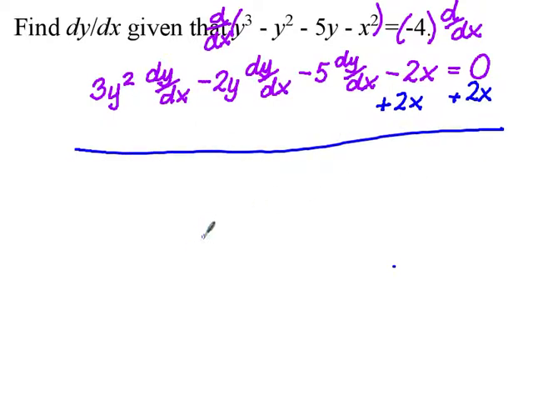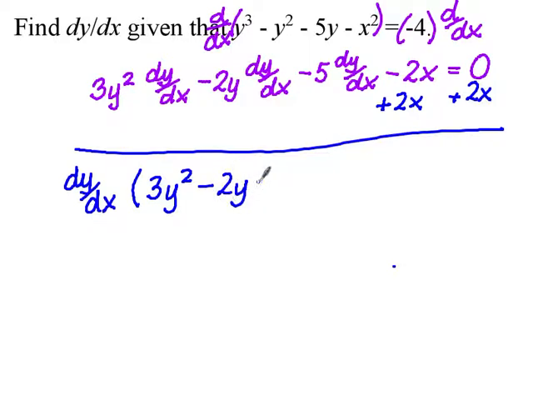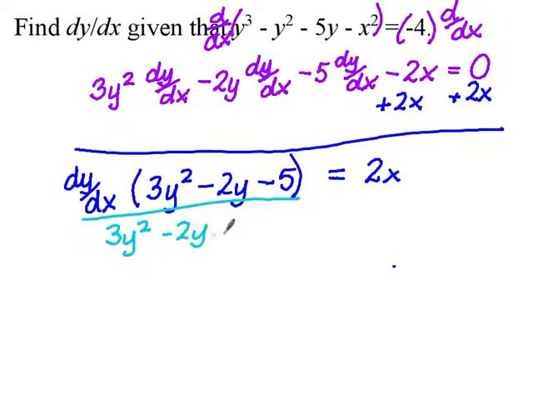Now I'm also going to do something else on this other step. I'm going to see if you see what I did. So, what did I do in that step? I went ahead and factored out the dy dx's to save you an extra step, because obviously you can see that the dy dx's are already lined up there. So now to solve for dy dx, I'm just going to divide by 3y squared minus 2y minus 5.